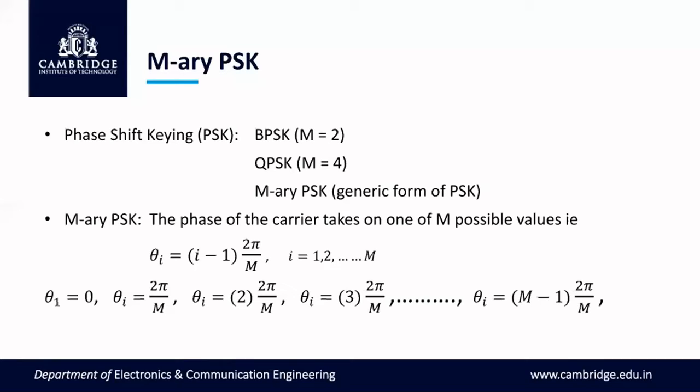If you have a better receiver, you can reduce the phase value even further so that you can represent more symbols. Right.